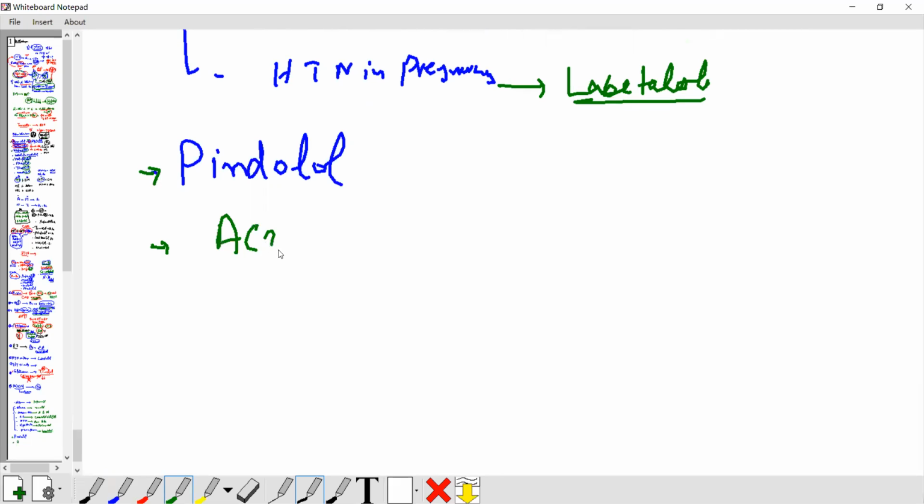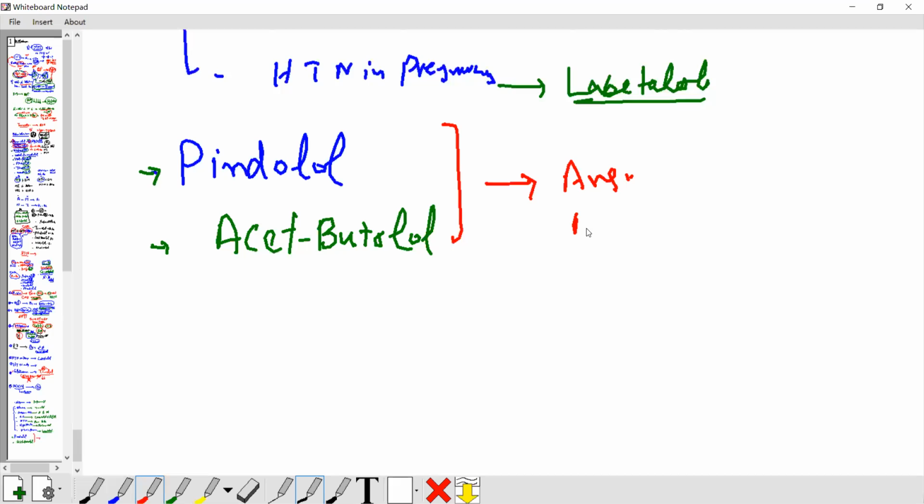Second, acebutolol. Do not use these drugs in angina, do not use in MI, and do not use in heart failure. So these drugs, you must take care.